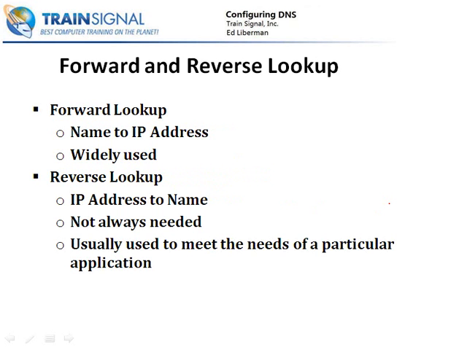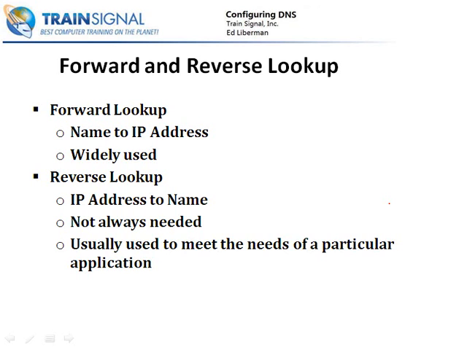Another feature about zones is keeping in mind that zones can either be forward or reverse lookup zones. A forward lookup zone is where we do name to IP address. This is the most widely used form of DNS lookup. This is where humans put in a name, and then the computer needs to convert that name into an IP address so that it can communicate.